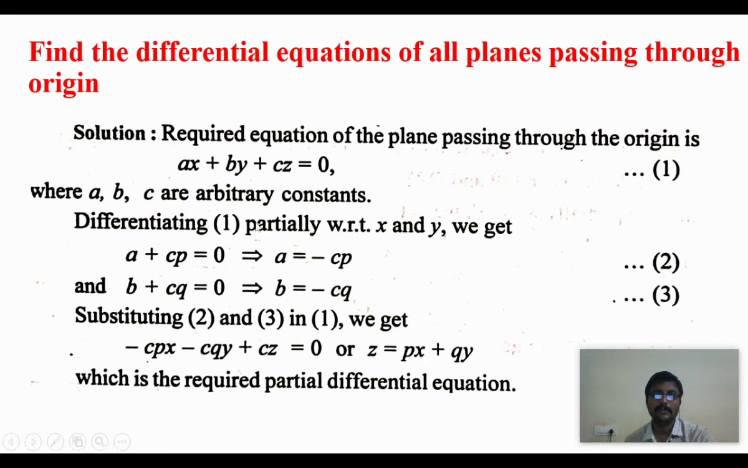First we have to differentiate partially with respect to x and with respect to y, so we get two more equations. So a value is negative cp, b value is negative cq. Substituting in 1 and taking c as common and equating to 0, that is 0 by c is 0. And taking z, the value of z is given by px plus qy, which is the required partial differential equation.